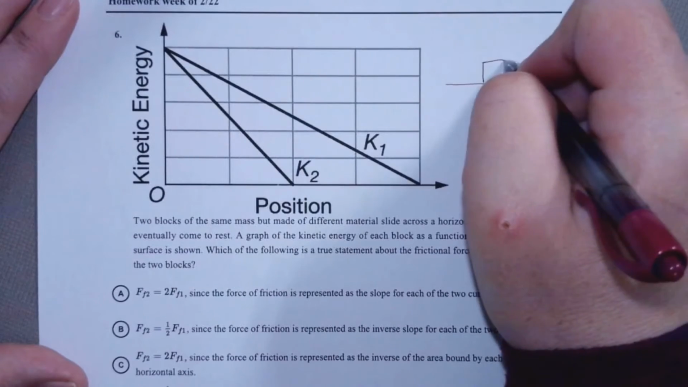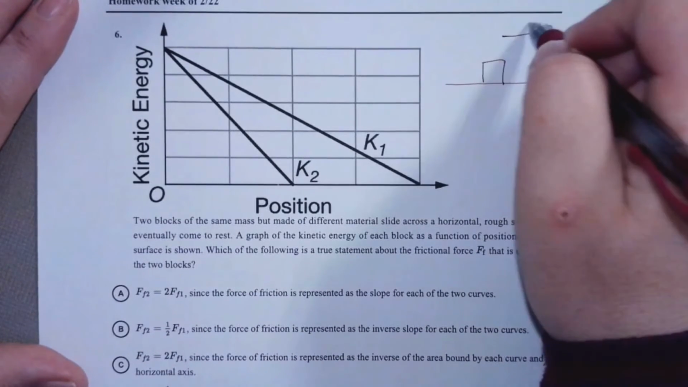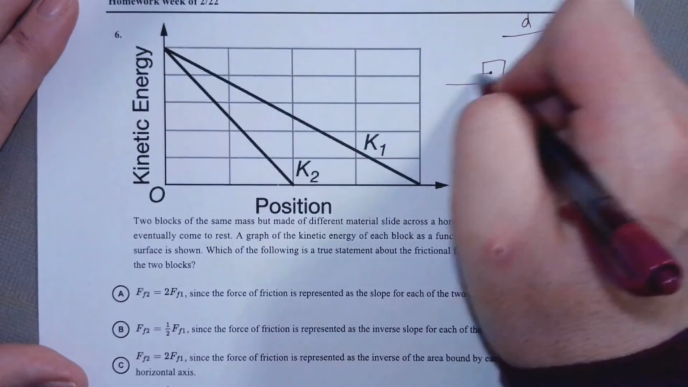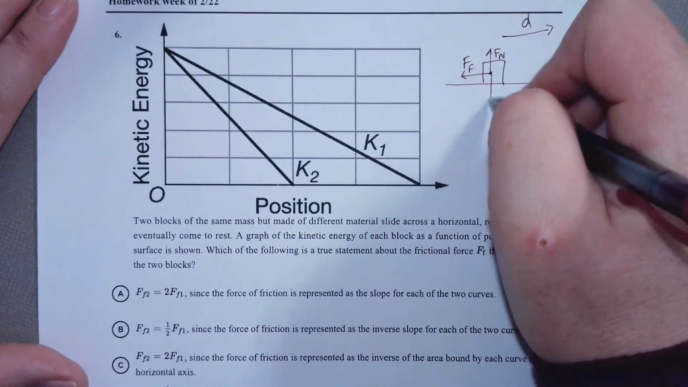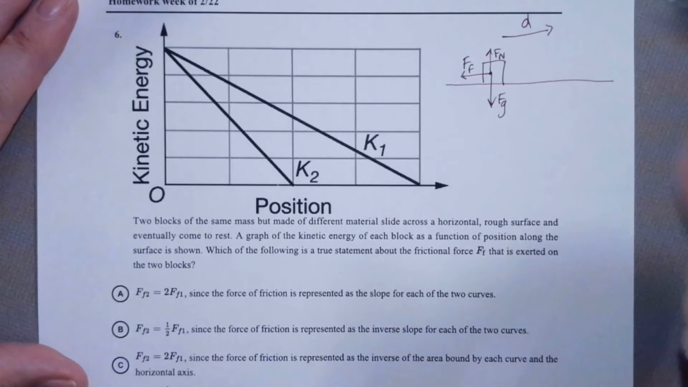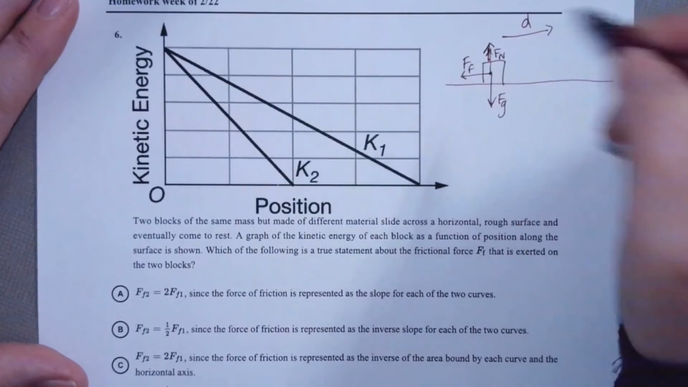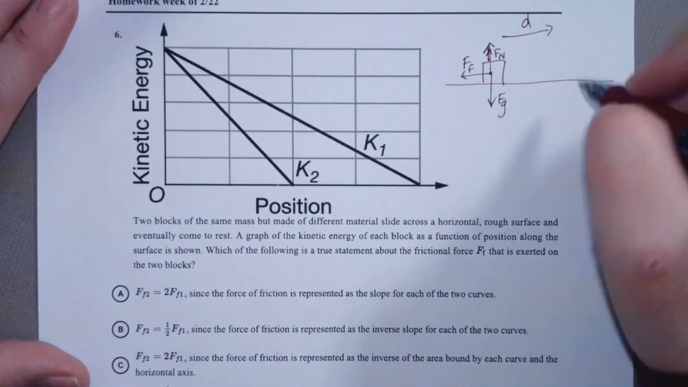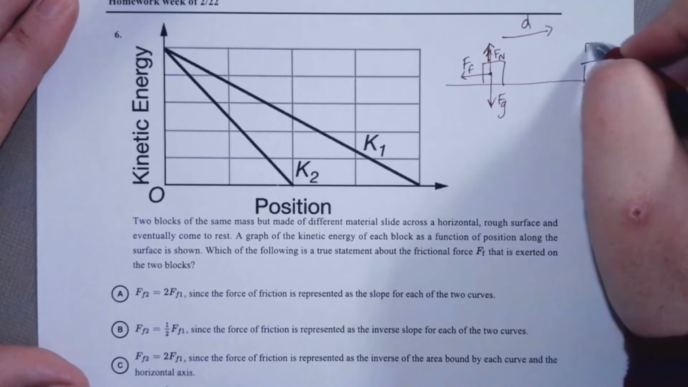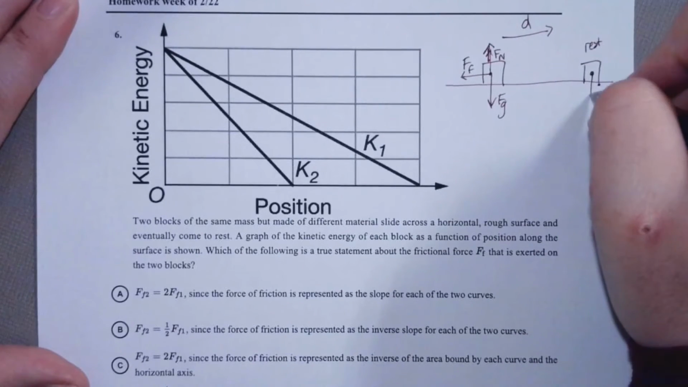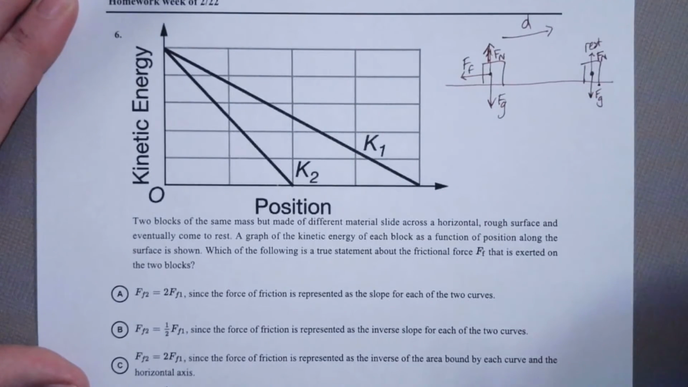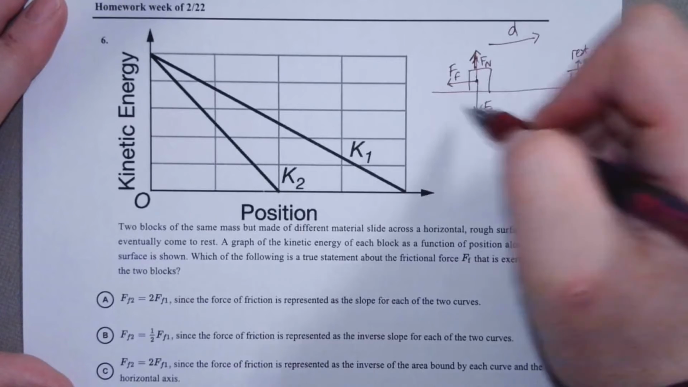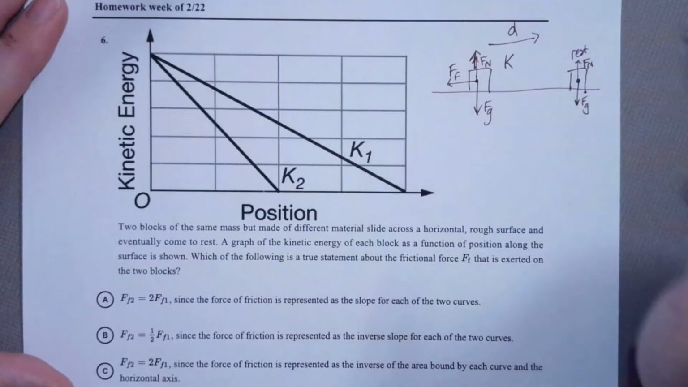We've got a block, let's say it's moving this way. We know force of friction would point that way, and we've got normal force and force of gravity. Those should balance out. And eventually it comes to rest here, and it would just have force of gravity and normal force. The energy here at the beginning is going to be kinetic energy. The energy here is 0.